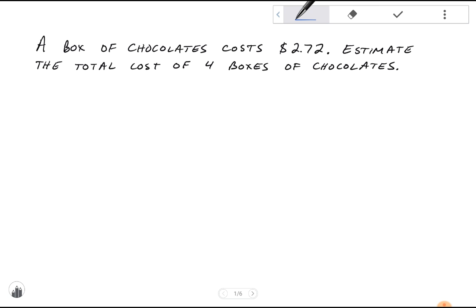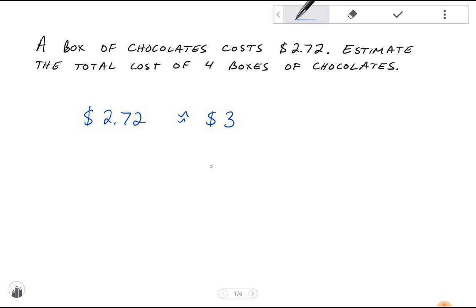A box of chocolates costs $2.72. Estimate the total cost of 4 boxes of chocolates. Okay, so we're going to round 2.72, the amount for each box, to something sensible. Well, realistically for us here, this is very close to $3. So that is what we will round to. And we want to find the cost of 4 of these boxes of chocolates.